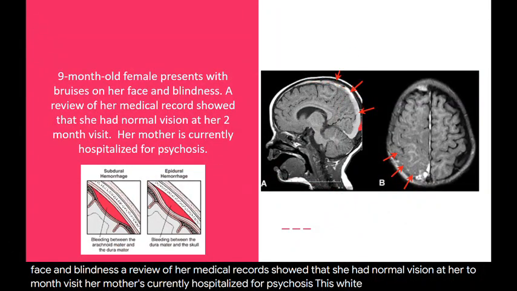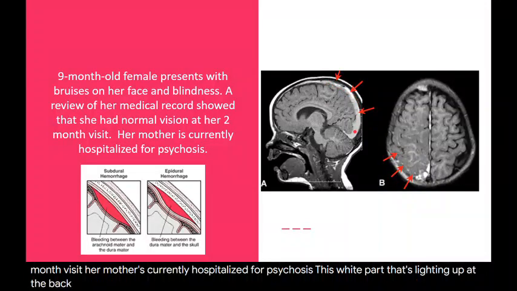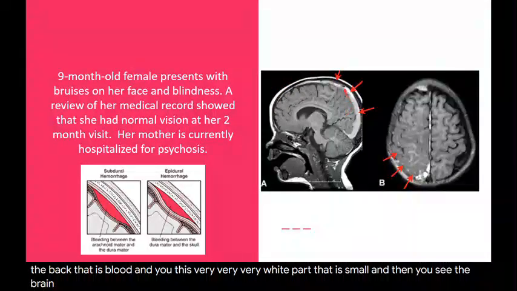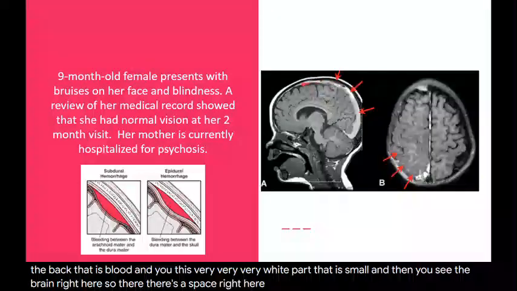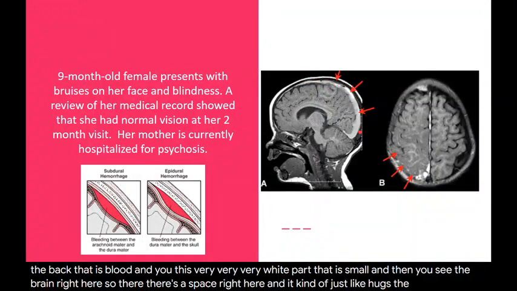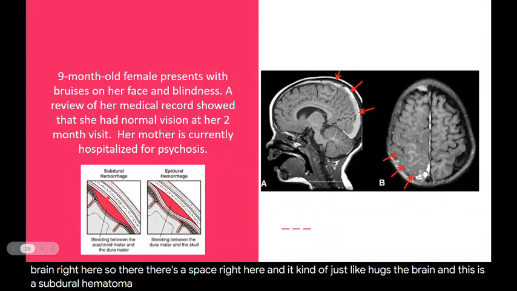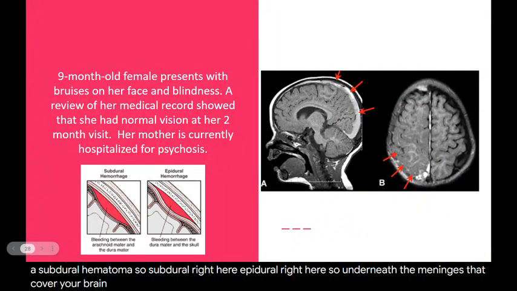This white part that's lighting up at the back, that is blood. And this very, very white part, that is skull. And then you see the brain right here. So there's a space right here, and it kind of just hugs the brain. And this is a subdural hematoma. So subdural right here, epidural right here. So underneath the meninges that cover your brain and spinal cord, and on top of them.